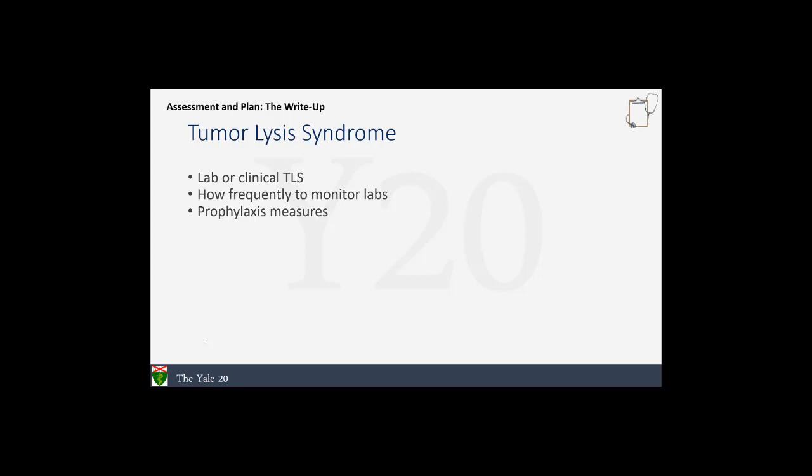You want to write in your note the prophylaxis measures that they're on. So if they're on allopurinol, if they're on any phos binding products, if they are getting IV fluids or not. Just a note, you want to make sure that you don't overwhelm the patient with fluids, especially if they have underlying cardiac or renal comorbidities. And then you want to write in your note what treatment you're going to give them for each of the electrolyte abnormalities.